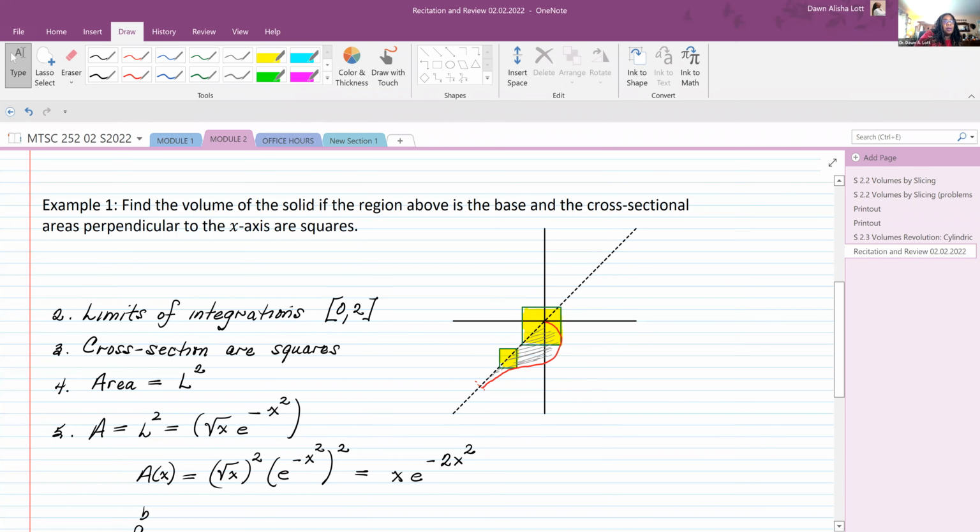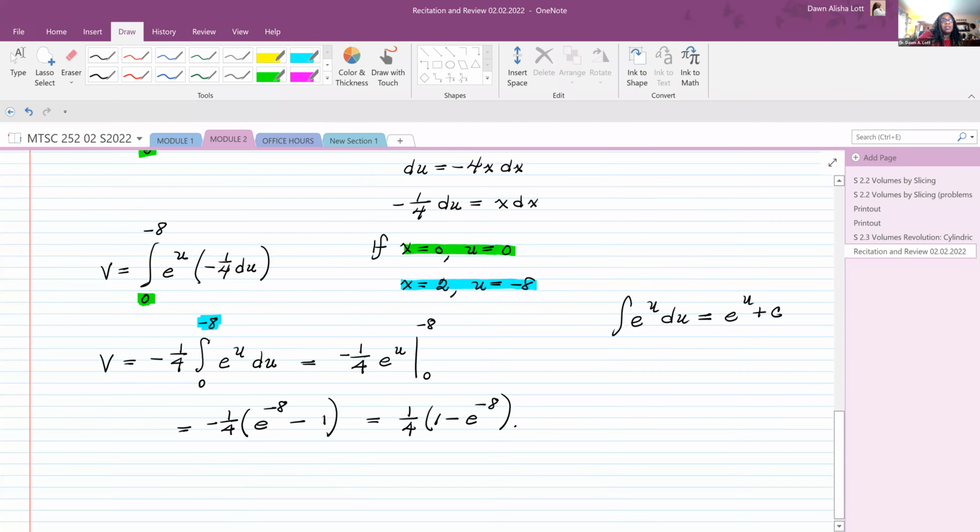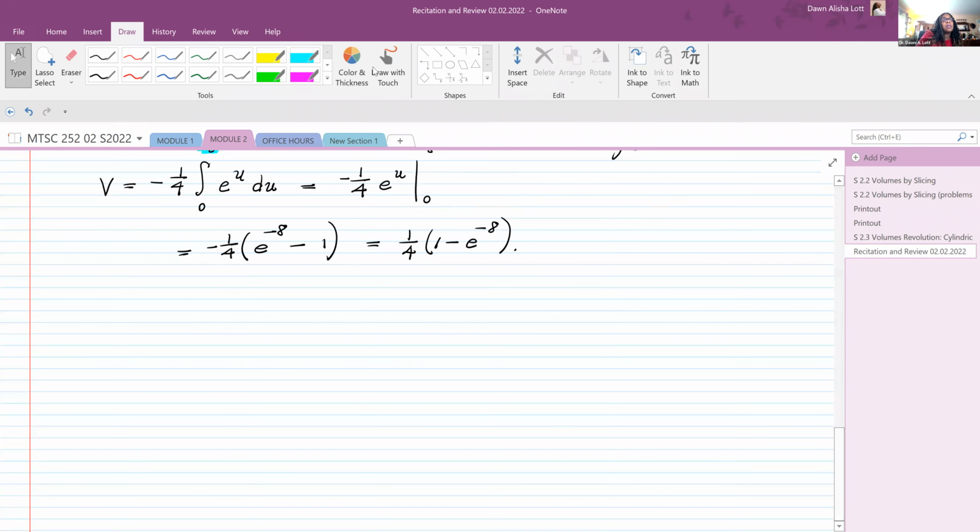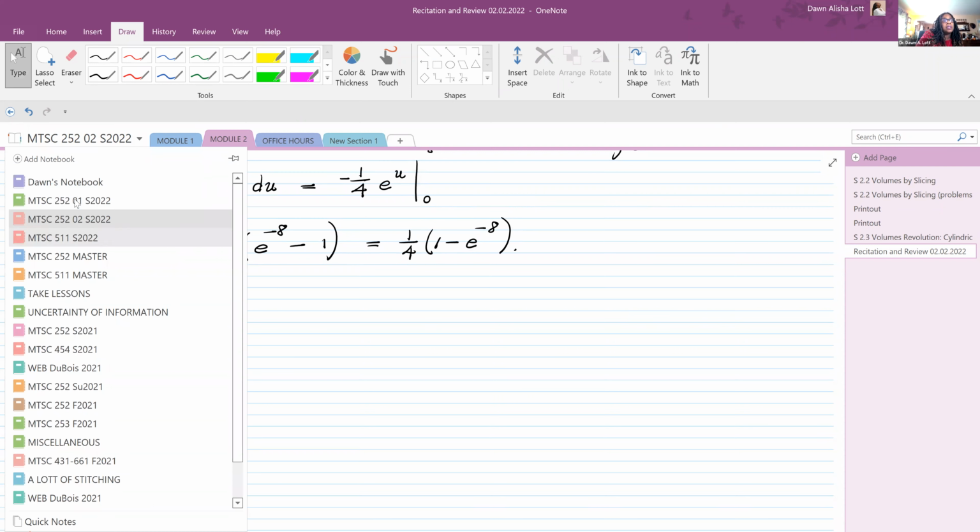Okay, so the second problem is to use the disk method. All right, so let me grab the second problem.